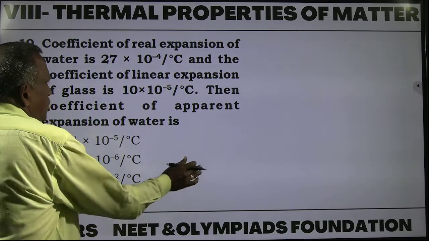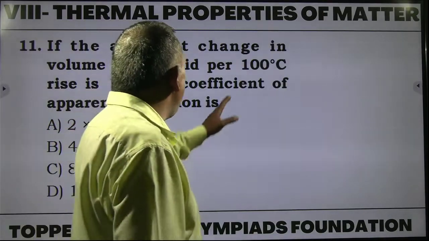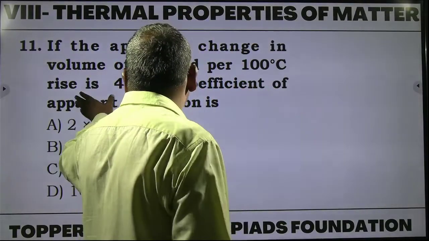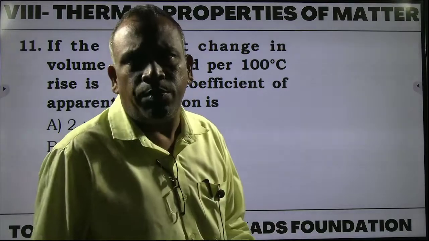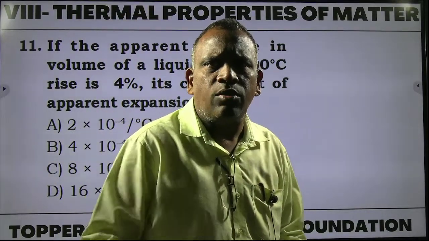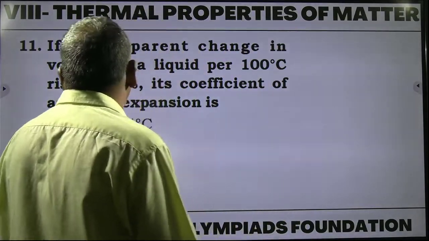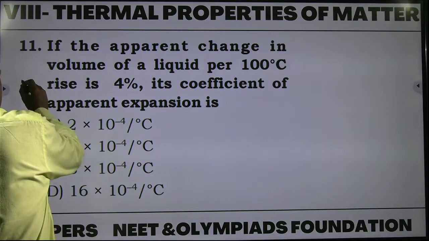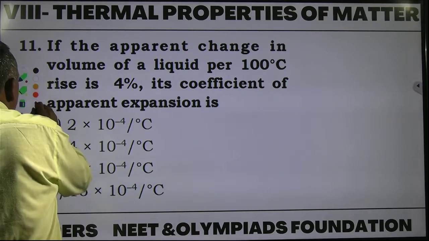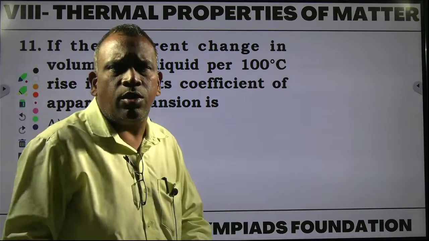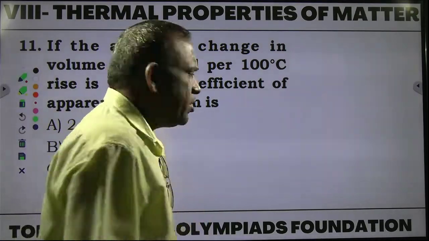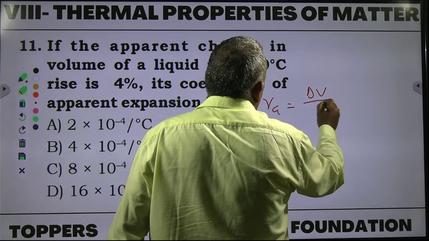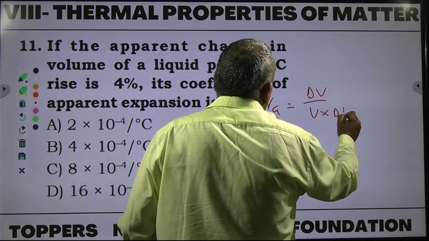So the next question: if the apparent volume of the liquid raises by 4% at 100 degrees centigrade, what will be the coefficient of apparent expansion? Coefficient of apparent expansion is the change in volume per original volume per degree raise in temperature. So it is change in volume per original volume into change in temperature.